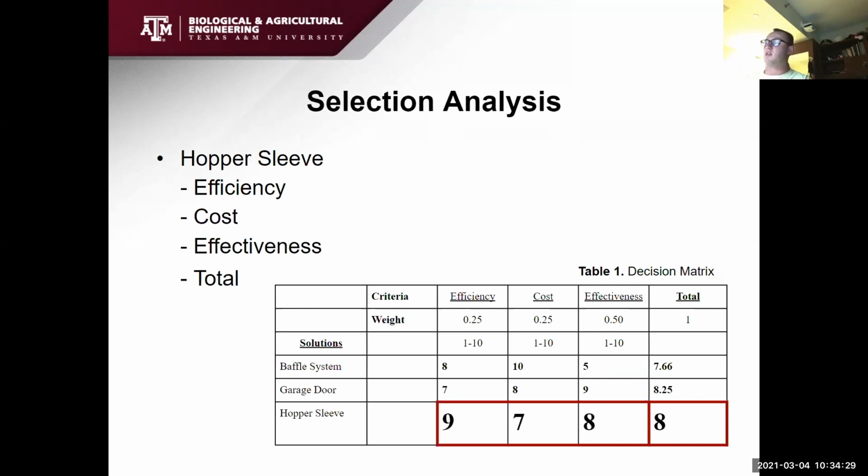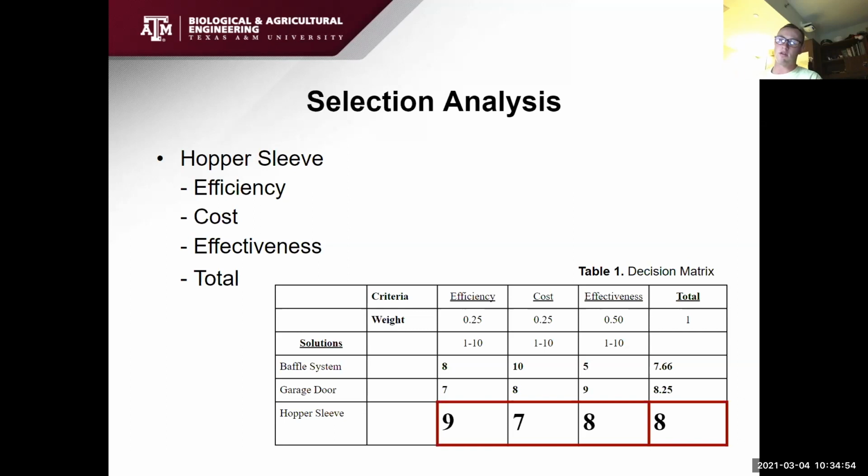Overall, we rated the efficiency at 9 because it is such a simple system that swings under and does not change any other aspect of the grain pit itself. It's just an easy plug and play solution. However, like I mentioned before, the cost is a little higher than we would like.